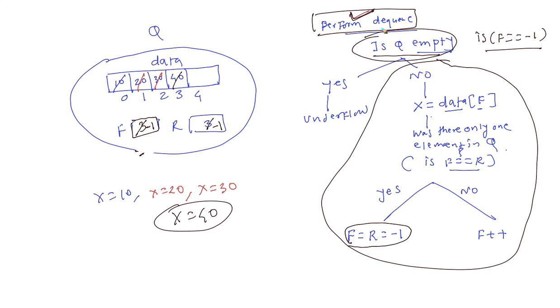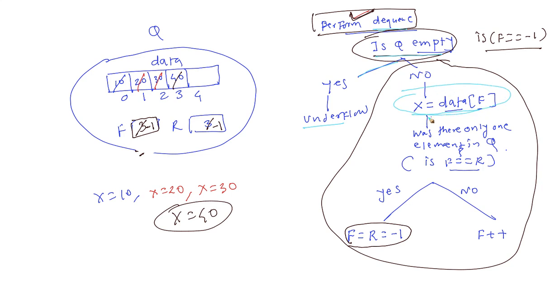When I am performing the DQ operation, I'll first check: is the queue empty? If the queue is empty, I'll say that I cannot perform the DQ operation because there is no element inside the queue. That's why it is an underflow. But if the queue is not empty, I will remove an element from the queue.